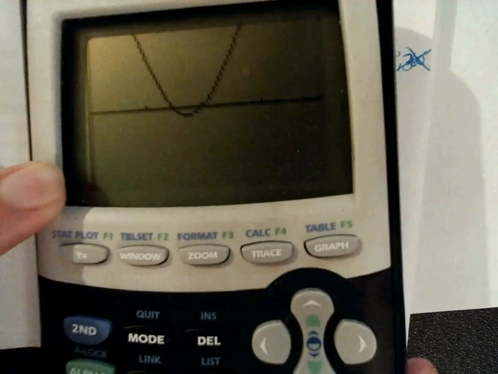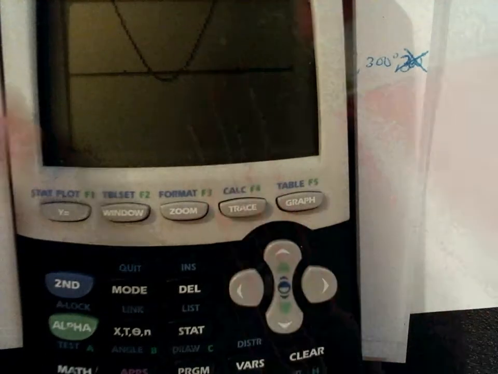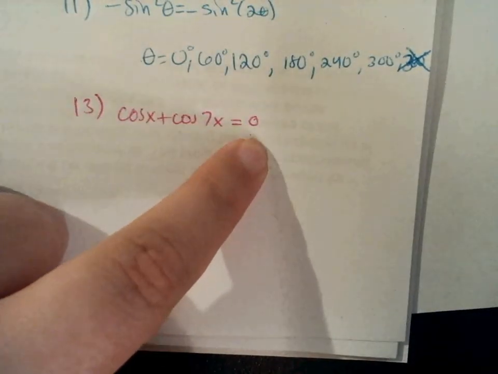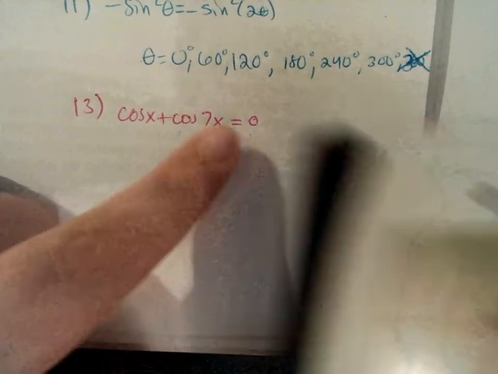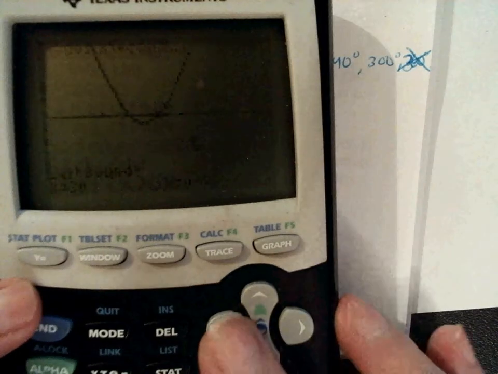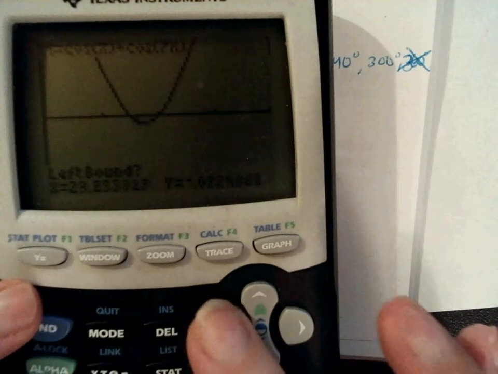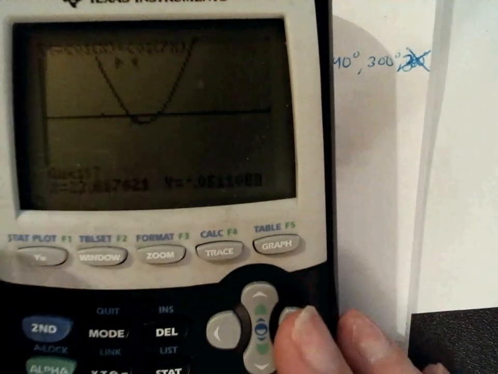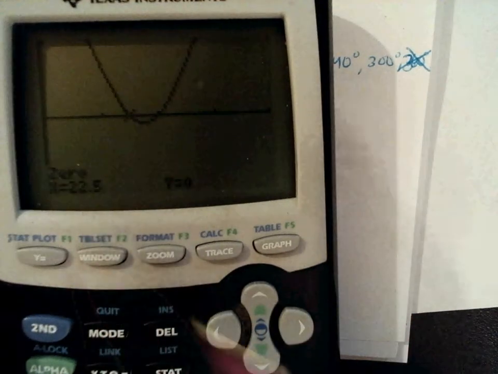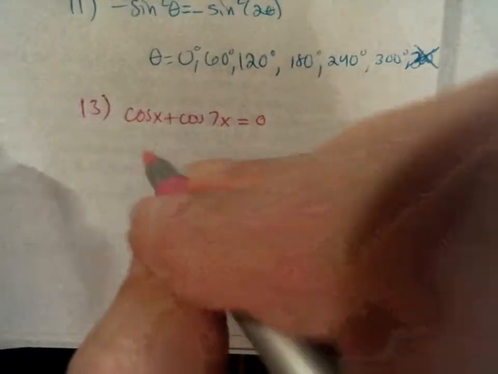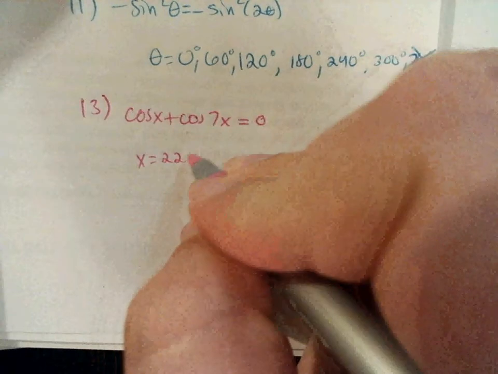Okay, interesting. It did dip down below, so I'm going to find those two zeros. Because I'm finding when this equals 0, I'm not finding intersections. Well, I guess I am. I'm finding the intersection with the x-axis. We just call those roots or zeros. So second calculate, 0. Press enter to the left of it and then go to the right of it, which is below. Press enter again, and one of my answers is 22.5 degrees.